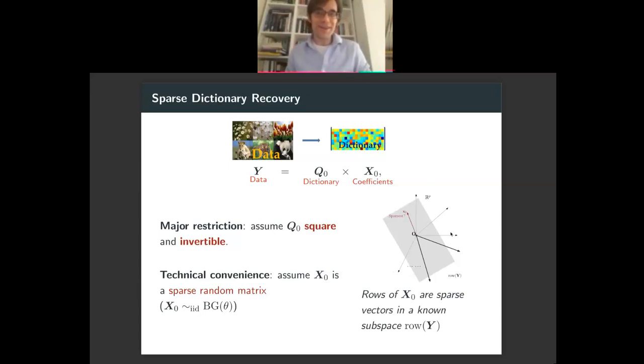Now, the reason that restriction helps us to be able to take some steps towards doing analysis is that for square dictionaries, I can move easily between the row space and the column space. If Q0 has full rank, then the row space of the data matrix Y is the same as the row space of the coefficient matrix X0. And so I can think about the problem of finding a sparse X0 not as looking for sparse columns, but as looking for sparse rows.